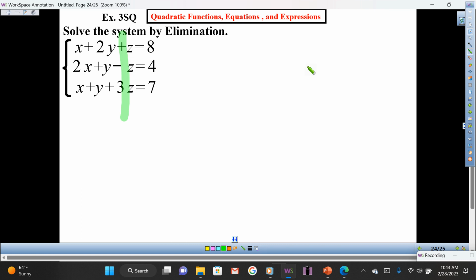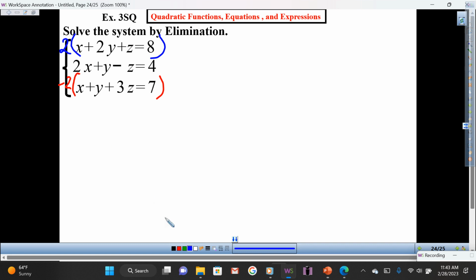So my question to Jaden, which variable would you like to eliminate, Jaden? Y, x, or z? Which one? X. All right, Jaden said he wants to eliminate x, which means this one we need to multiply times negative 2, and the top one times positive 2.